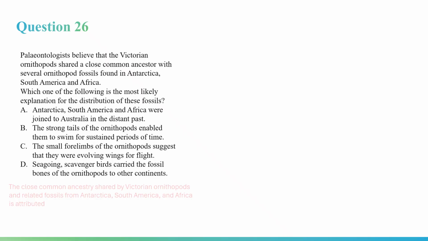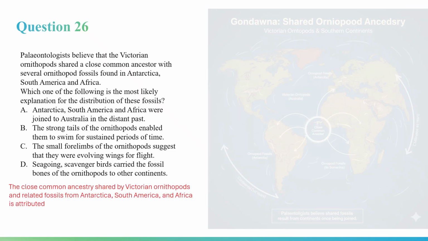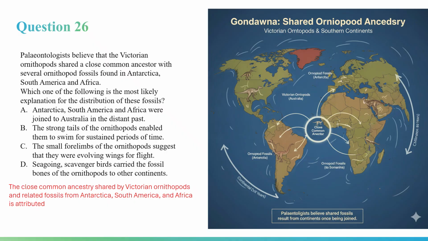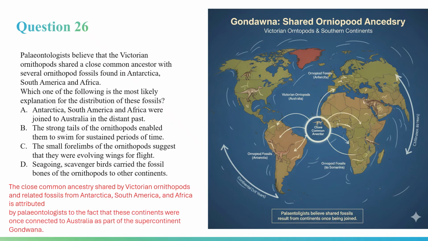The close common ancestry shared by Victorian ornithopods and related fossils from Antarctica, South America, and Africa is attributed by paleontologists to the fact that these continents were once connected to Australia as part of the supercontinent Gondwana.